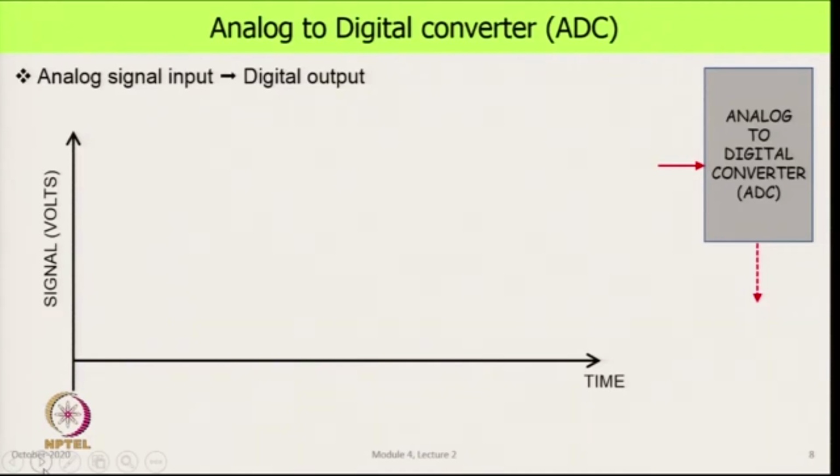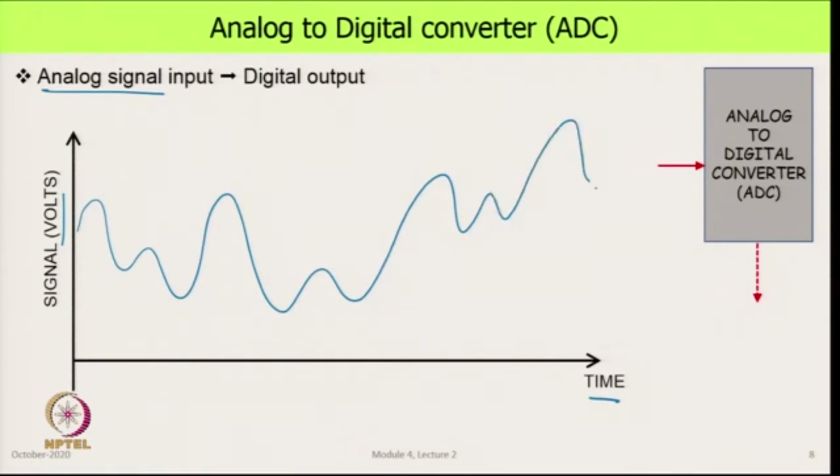Now, let us see what is an analog to digital converter. What this does is that your input signal is analog. So, if I have time on this axis and I show the strength of the signal on this side, then the analog signal could be something like this. And this becomes a digital signal, which means that instead of what this signal had, that at every point the value of the signal is known.